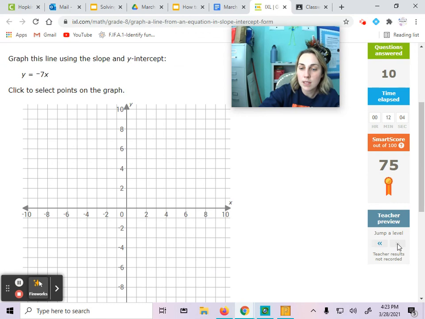All right, let me see if there are any other levels. Okay, there are no other levels. So guys, that's all I'm going to do for this IXL. Let me know if you have any questions. Plot the y-intercept first, and then use your slope. And remember, if you have a negative slope, instead of going up, you're going to go down however many times is in the numerator, and your denominator is still going to go to the right.